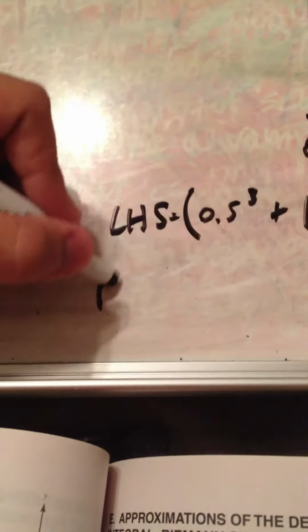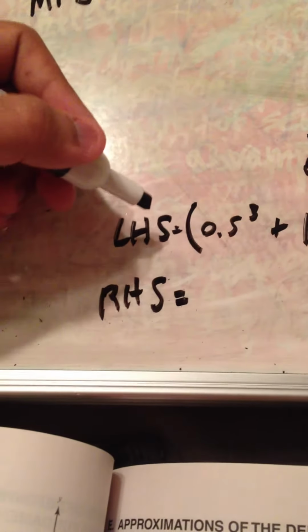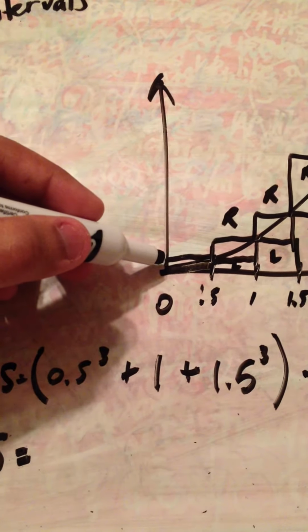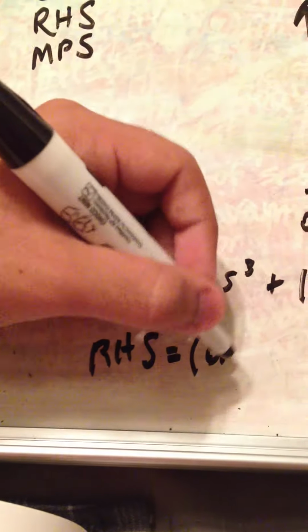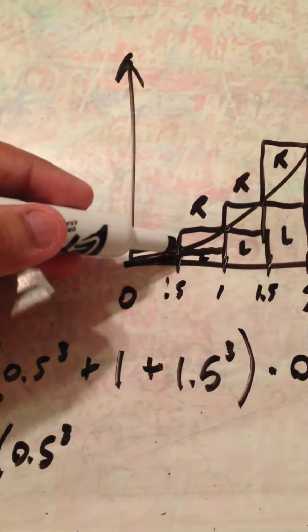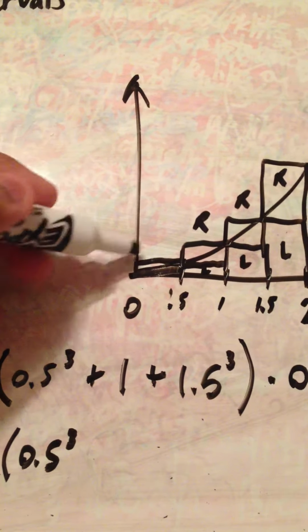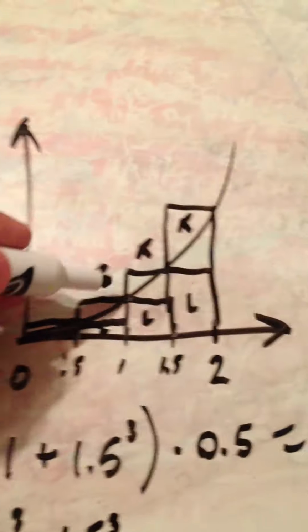Now let's find the right-hand sum. Well, for the right-hand sum, it's very similar, except the first height is f of 0.5, aka 0.5 cubed, right? The first one. The height for the second one is actually 1, so it goes 1 back. So it's 0.5 cubed plus 1 cubed plus 1.5 cubed, and now this is 2 cubed.